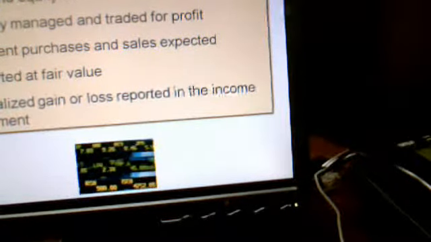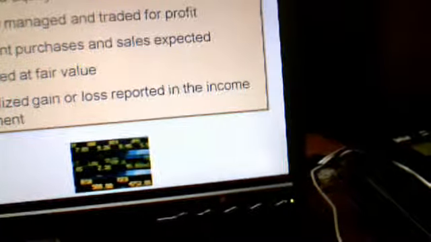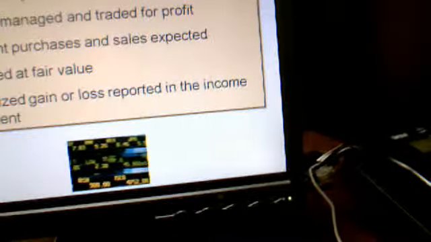Okay, so dealing with trading securities, we're on slide number 7. Just be aware this is related to debt and equity securities. And I'll turn this back towards me now. Okay, it's back on me now.